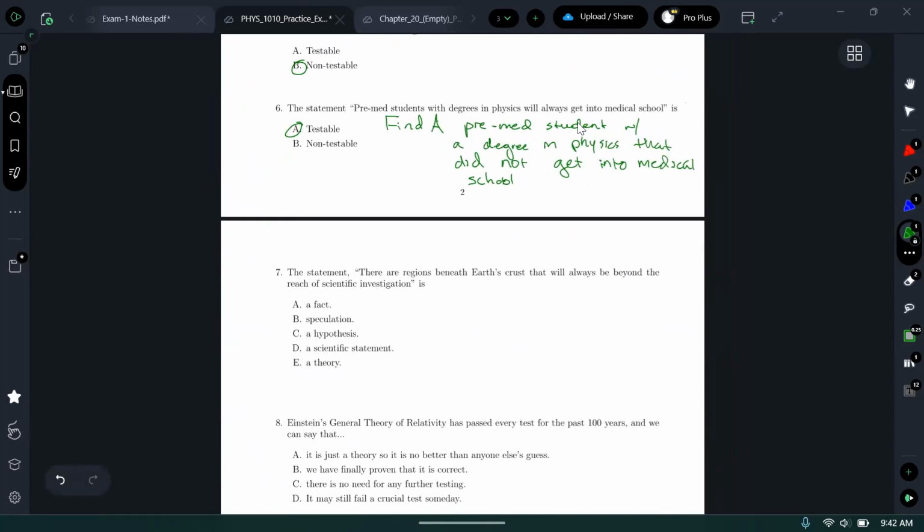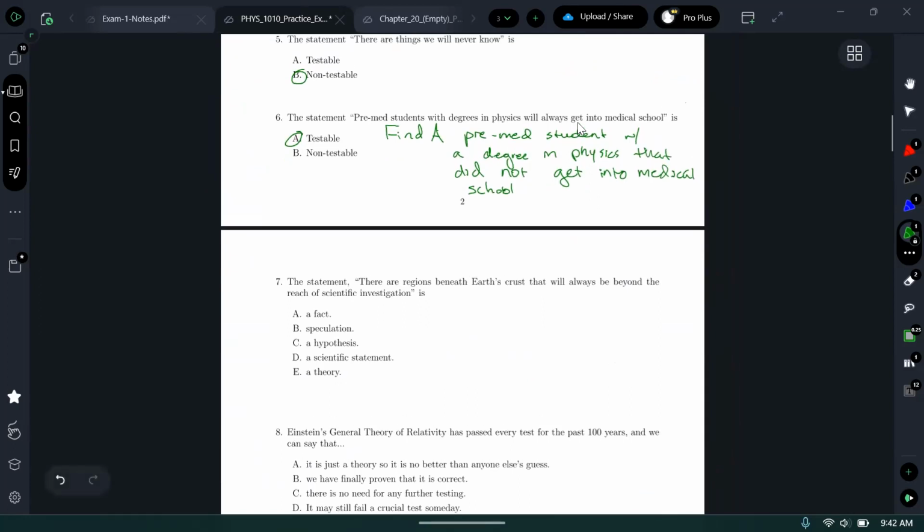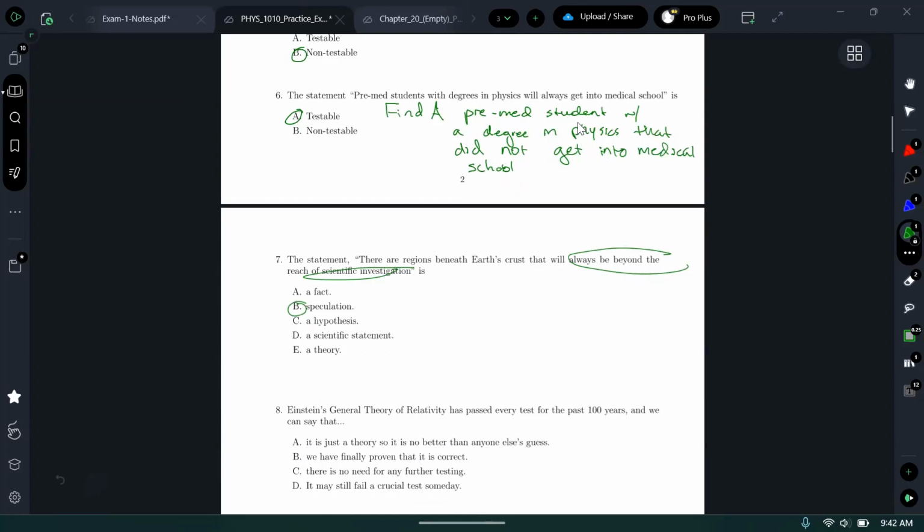Okay. There are regions beneath Earth's crust that'll always be beyond the reach of scientific investigation. We never really used the word speculation, but that would be the word for statements like that. It's something that people can state and guess about, but it's not in any way testable because it's intentionally "we'll never know." If you phrase it like that, then you've set it up to not be testable.